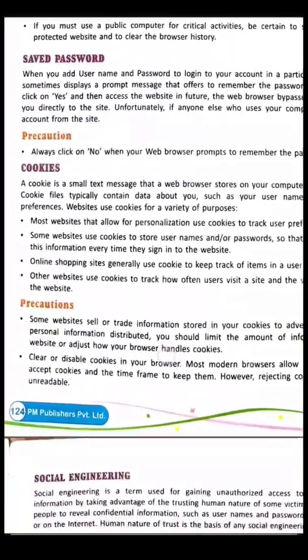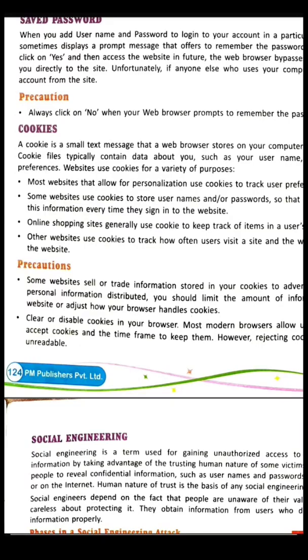Next we have the cookies. A cookie is a small text file that is saved by the web server on the local computer, that is your computer only, to keep track of you. A cookie is a text file only that may contain data about you, and this data is used by the web server to identify you whenever you are opening the same website.